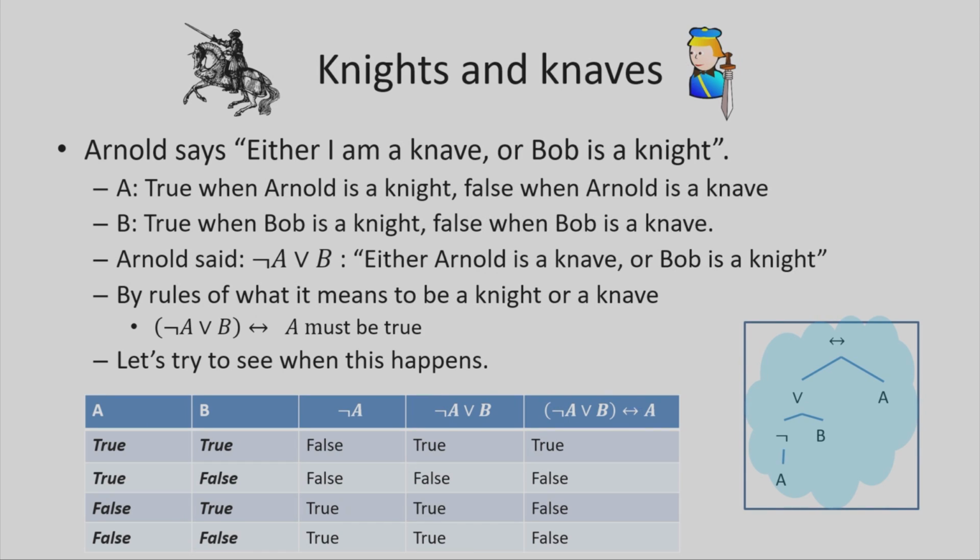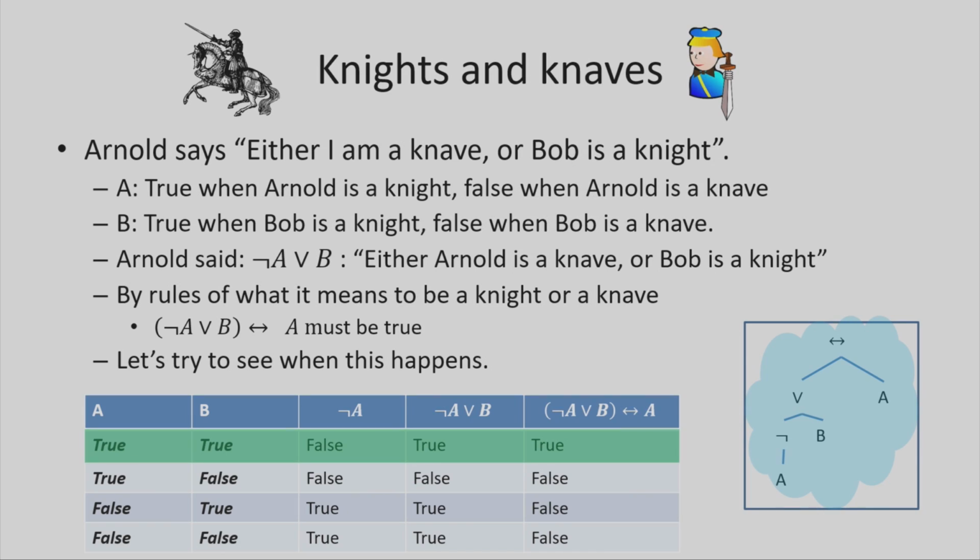In the second scenario, when Arnold is a knight but Bob is a knave, not A or B would be false. However, A will be true, so they are different, and therefore the whole thing is false. And also, you could see that the whole thing is false whenever A is false.